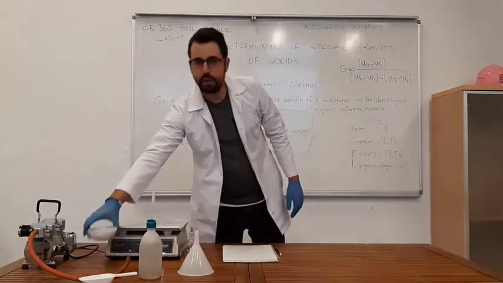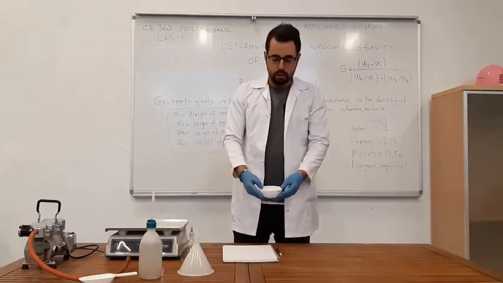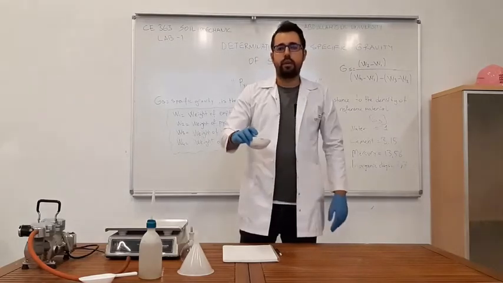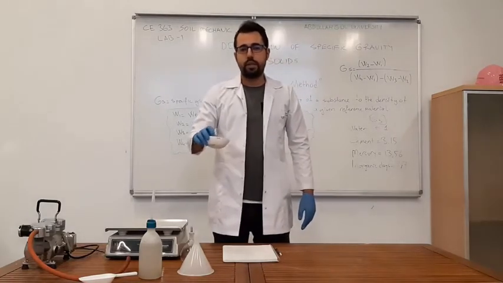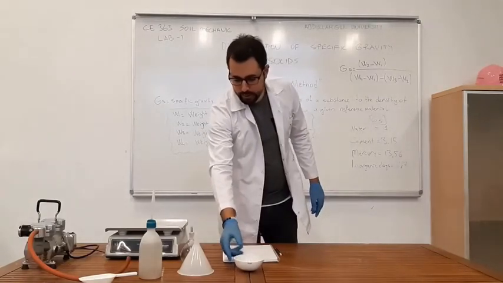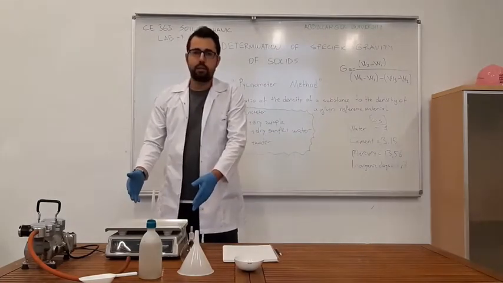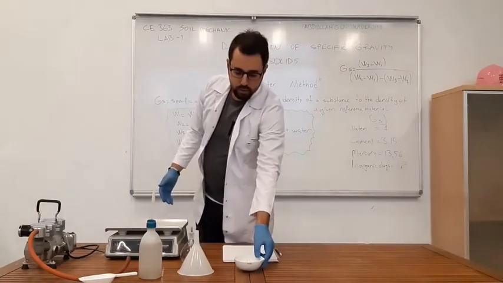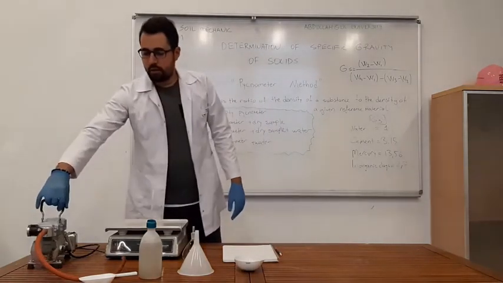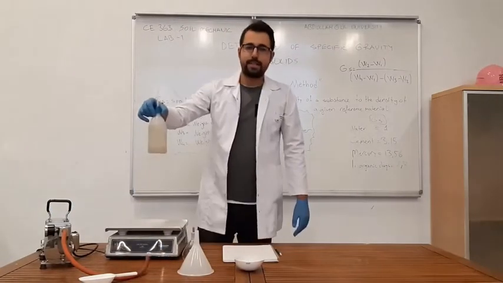And we have a soil sample which is 50 gram, and I want to determine the specific gravity of this soil specimen. And of course, we have a balance here. We will weigh the Pycnometer and the soil, and we have a vacuum air pump here, and we have distilled water.